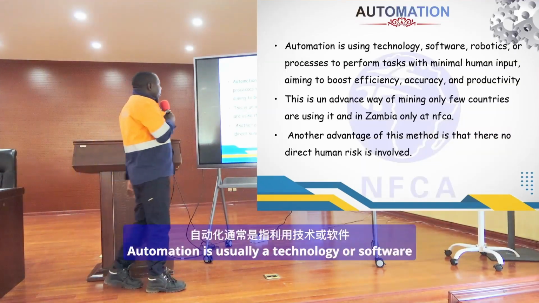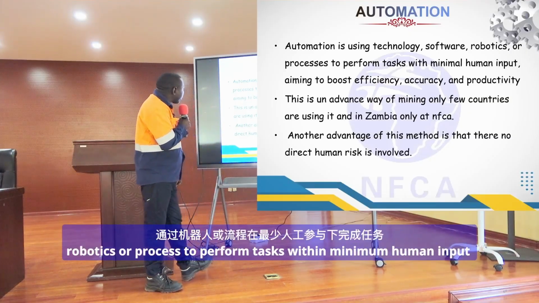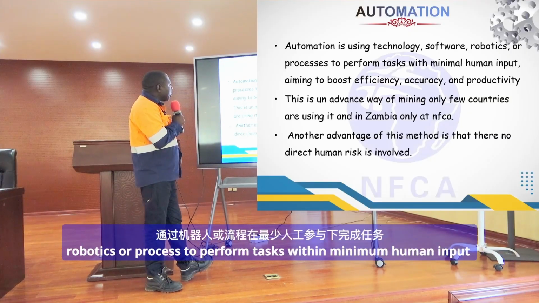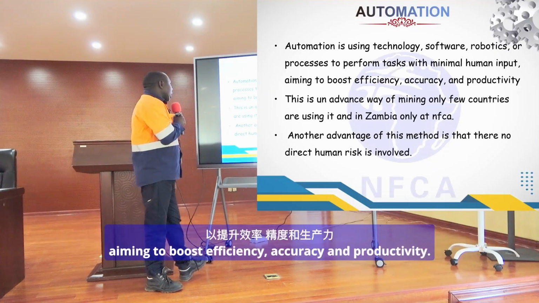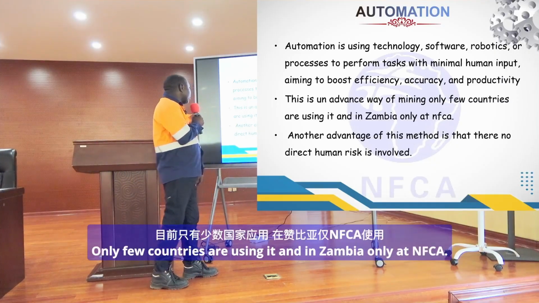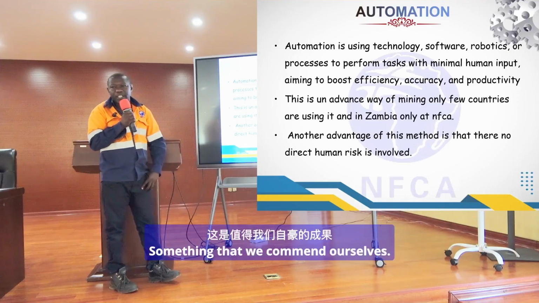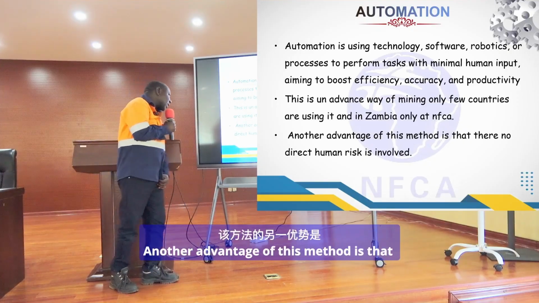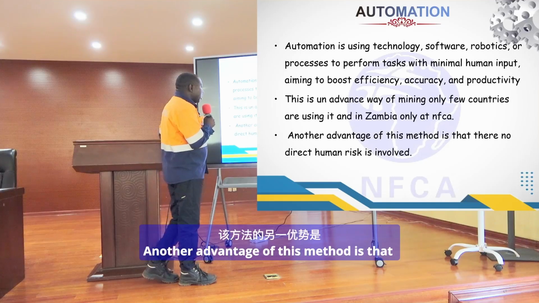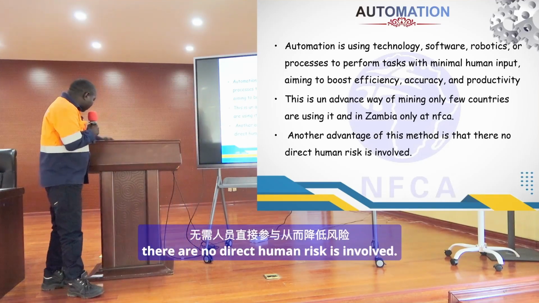Automation. Automation is usually a technology or software, robotics or process to perform tasks with minimum human input, aiming to boost efficiency, accuracy, and productivity. This is an advanced way of mining. Only a few countries are using it, and in Zambia, only at NFCA, something that we commend ourselves for. Another advantage of this method is that there is no direct human risk involved.